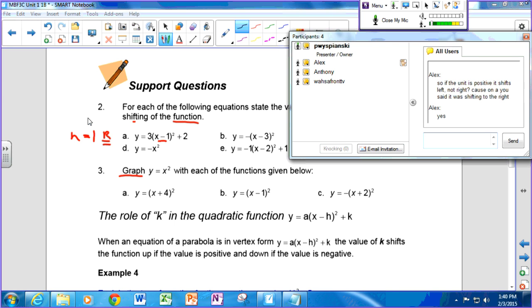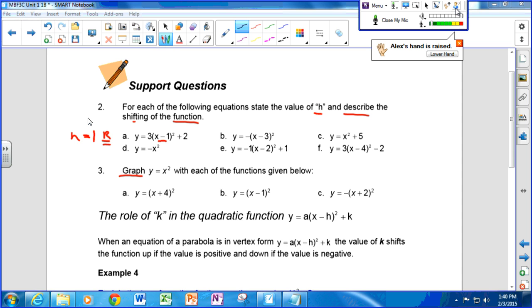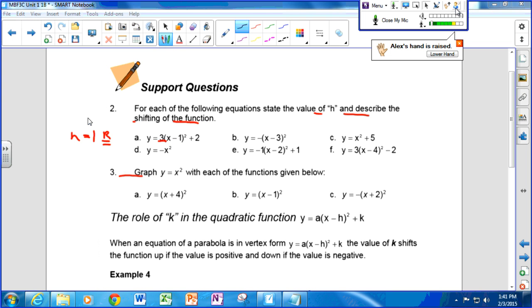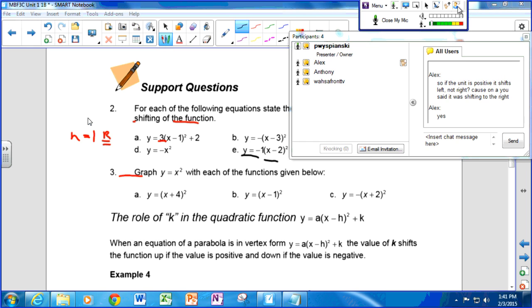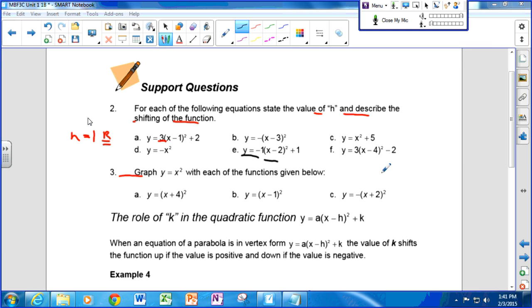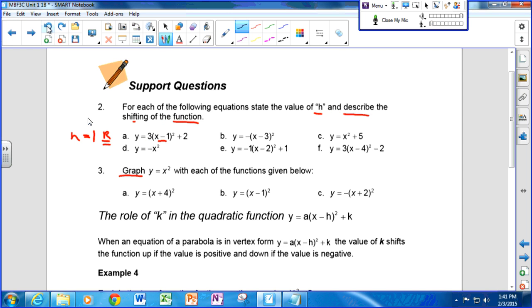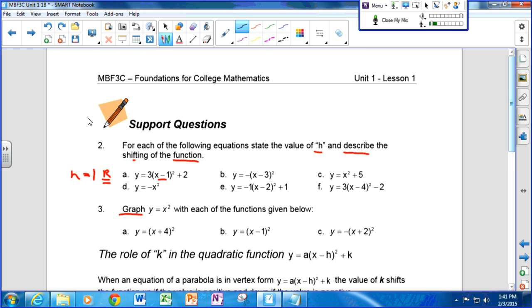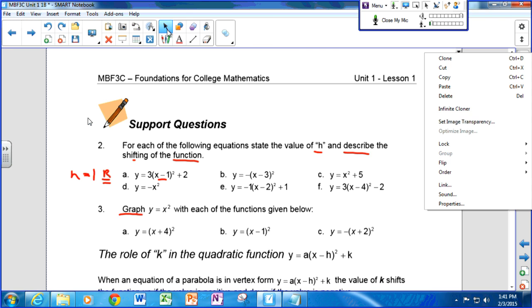Okay. So yeah, what I'm saying is that the way they define h in the text and the way we're going to work with h is that the x minus. Okay, just a sec. Sorry, having a little technical difficulty. Sorry, guys. Okay, here we are.